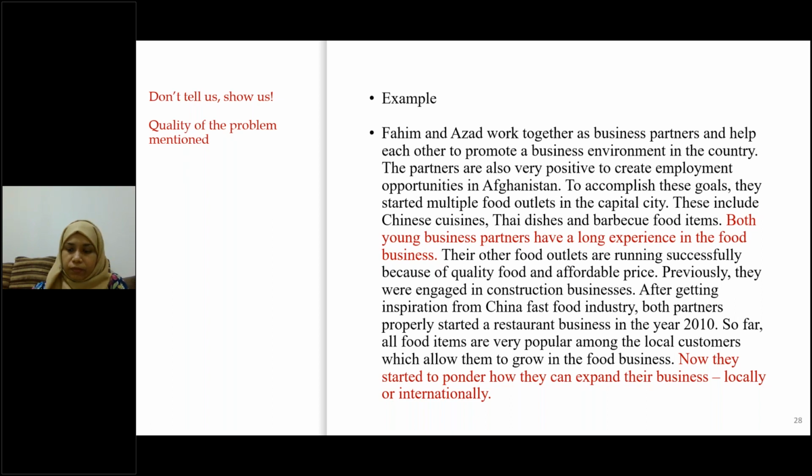Quality of the problem mentioned. Let's say the last sentence: now they started to ponder how they can expand their business locally or internationally. It's not a problem, my dear. This is not a problem. This is something all businesses want, to grow. All companies want to grow. But if you say that they have some issues and therefore they're thinking what way to go, and one of the ways can be expanding the business, then it may make sense.